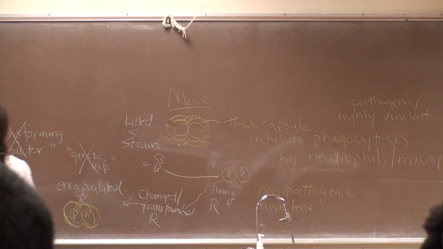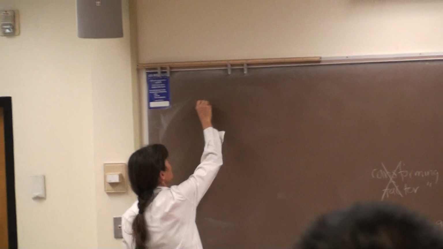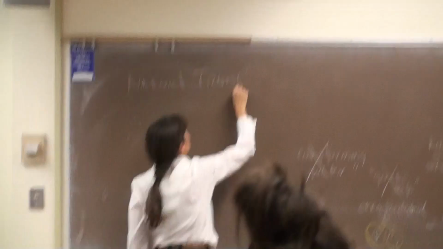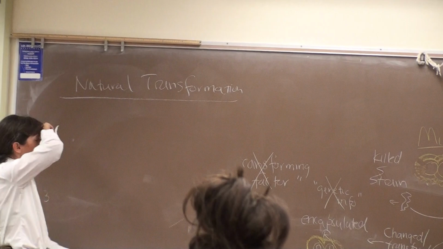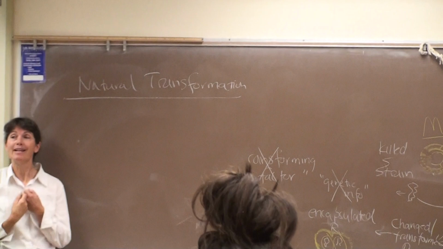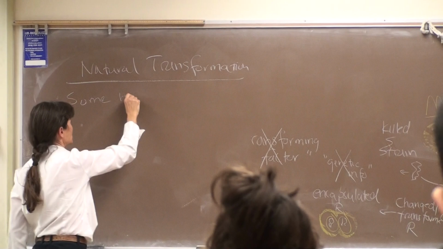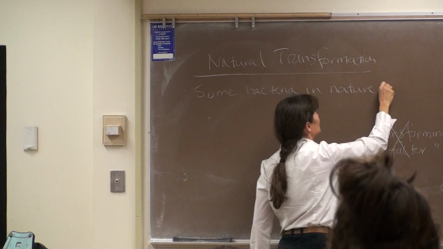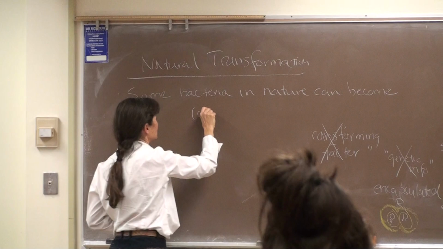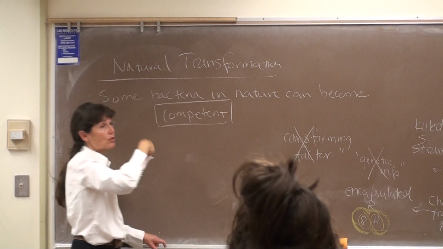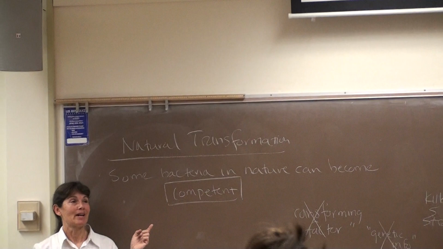So what we want to explore is this phenomenon that we're going to describe as natural transformation. In a natural transformation, we have a phenomenon where some bacteria can naturally become competent. Okay, so we'll just put some bacteria in nature. Can become competent. So that's a new word. Okay, so this is kind of a circular definition, you guys. So if I ask what is a competent bacterium, the answer is it's a bacterium that can be transformed. So what the heck does that mean?